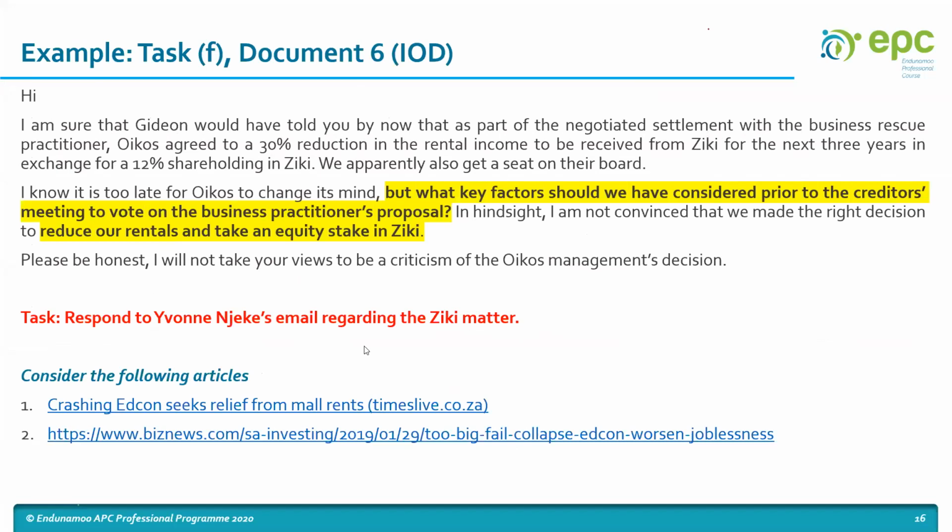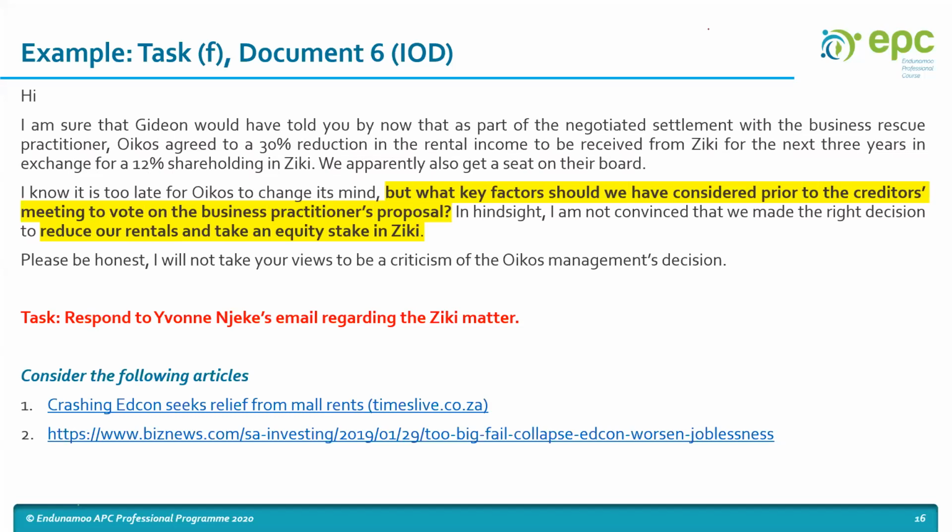Now, to then give you a sense of what was expected come APC 2019 task F. So the email was, I'm sure that Gideon will have told you by now that as part of the negotiated settlement with the business rescue practitioner, OKIOS agreed to a 30% reduction in the rental to be received from Ziki for the next 3 years in exchange for a 12% shareholding in Ziki.